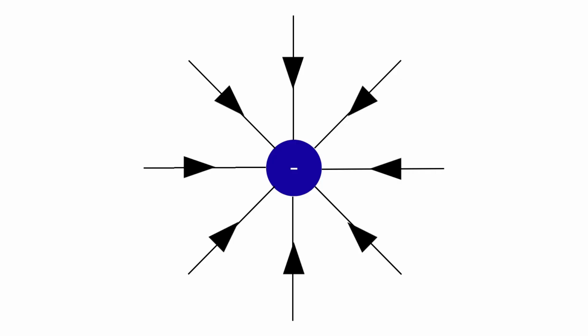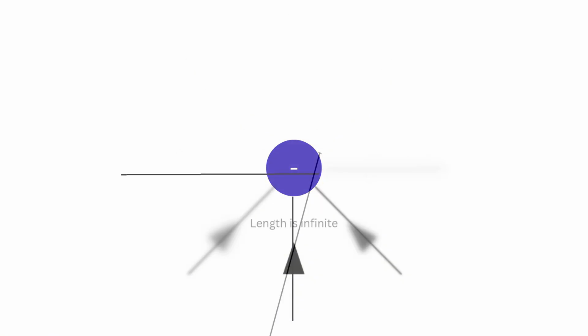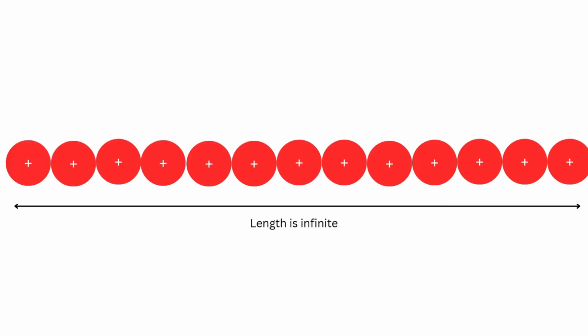The field line describes the direction of the electric force exerted on a positive charge placed at that point in space. We can tell how strong the field is if the lines are closer together in that area. In this presentation, we were given the task to apply Gauss's law to an infinite line of charge.